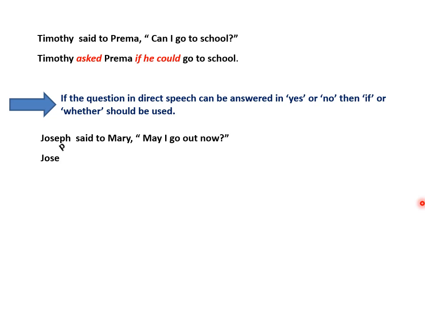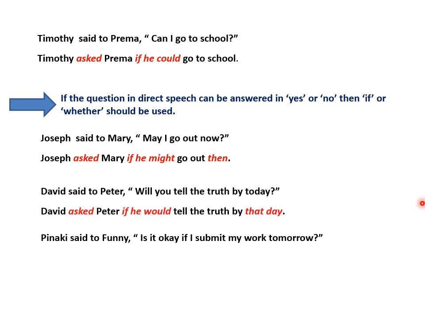Joseph said to Mary, "May I go out?" Joseph asked Mary. We use the word asked because the sentence is in question form. So you can see that all the questions on the screen are the ones that can be answered in yes or no. So in all the sentences in reported speech, we have broken the inverted commas with the insertion of the word if or whether.